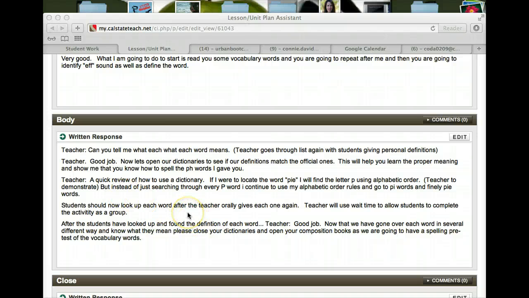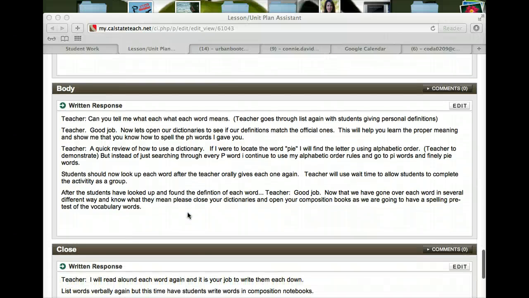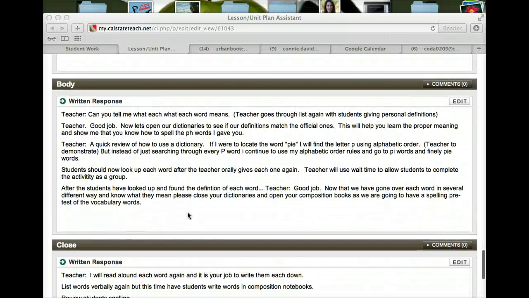So now you say students should look up the words after the teacher orally gives each one once. I'm learning English. You are now going to require me to listen to a word auditorily, just listen, and for me to make sense of those sounds and then look them up in a dictionary. I'm learning to speak English. I speak Mandarin. I don't really even understand the phonemic awareness of the American alphabet.